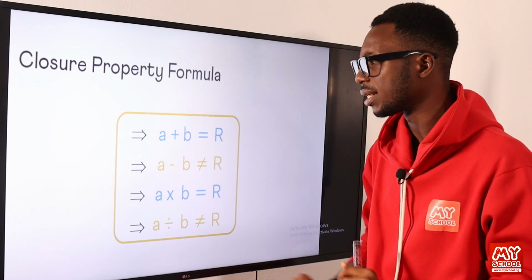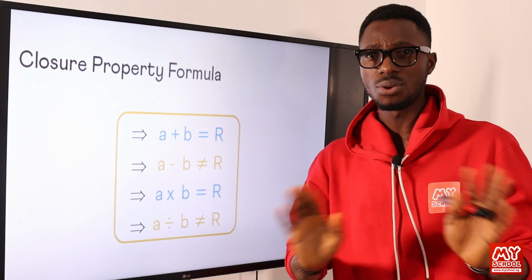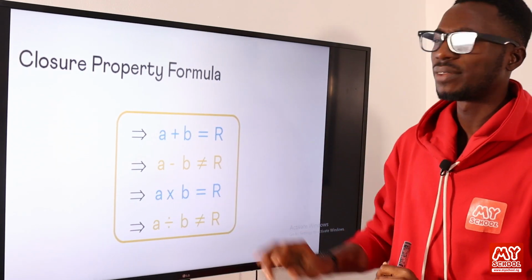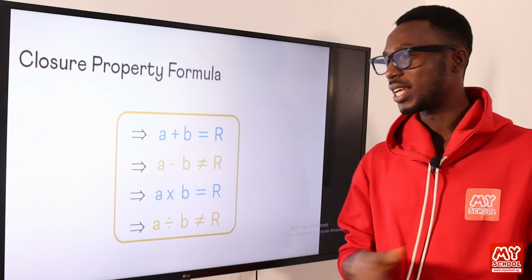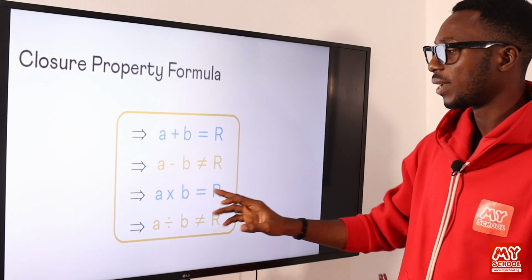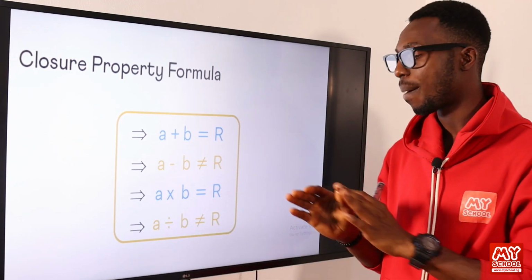So for whole numbers, look at this. We have A plus B. Okay, that's 3 plus 4, that gives us 7. That's a whole number. Look at this, 3 minus 4, that gives us minus 1. Minus 1 is not a whole number, it's a negative integer. So you can say it's not applicable. So we have 3 times 4, that is 12. Good. We have 3 divided by 4, that is 0.75. So that is not applicable.